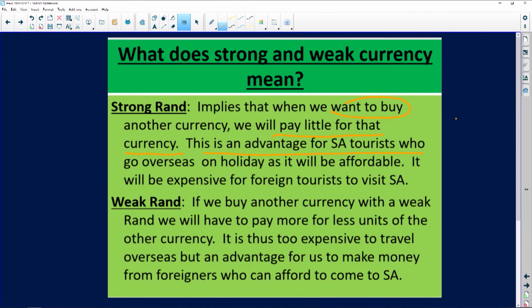Now let's look at the opposite, a weak rand. If our rand is weak, which it is at this stage, when we buy another currency with a weak rand, we will have to pay more for fewer units. So with a weak rand, we pay more for fewer units of the other currency. That means it is too expensive to travel overseas. You can't afford to go overseas because our currency is very weak. For every $1 you're going to have to spend in America, you're going to have to pay around 18, 19 rand. All right, so it's very expensive.